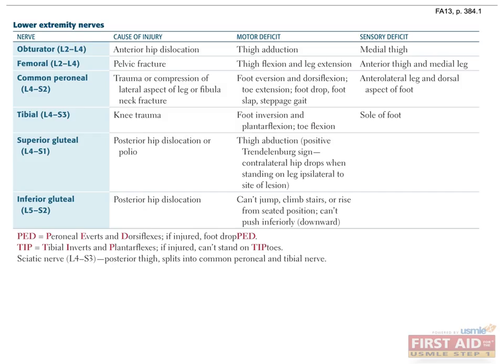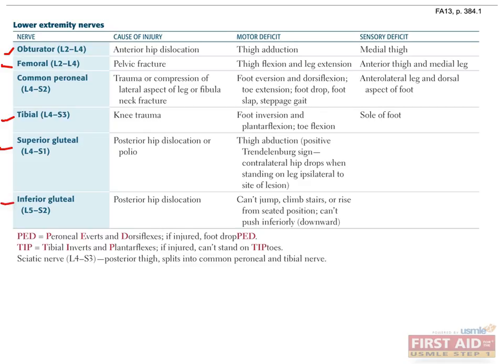Now we have the lower extremity. This is probably a lower yield section than the upper extremity, but it's still important. There are a few types of injuries you'll be expected to know, and almost all of them are listed on this page. As we work our way through the chart, let's first just look at all the nerves. You've got the obturator, femoral, common peroneal, tibial, superior gluteal, and inferior gluteal.